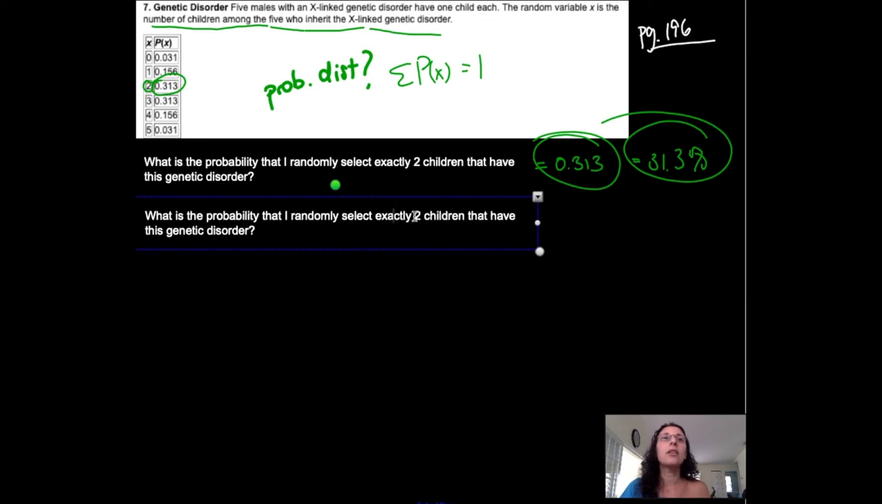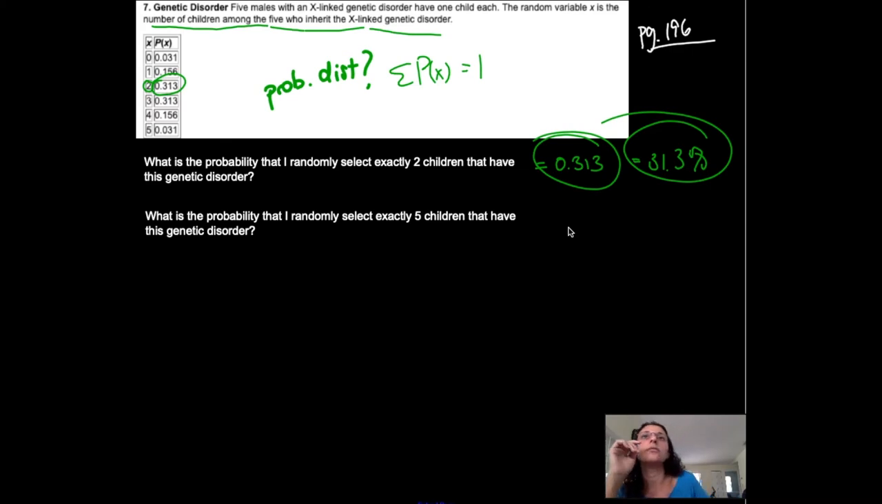What is the probability that I randomly select and get exactly five children that have this genetic disorder? Well, what's the answer to that one? 0.031. Here's exactly five. The probability of this case is this. 0.031 or 3.1%. Would you say, let's say 3.1%, would you say that that is likely or unlikely?